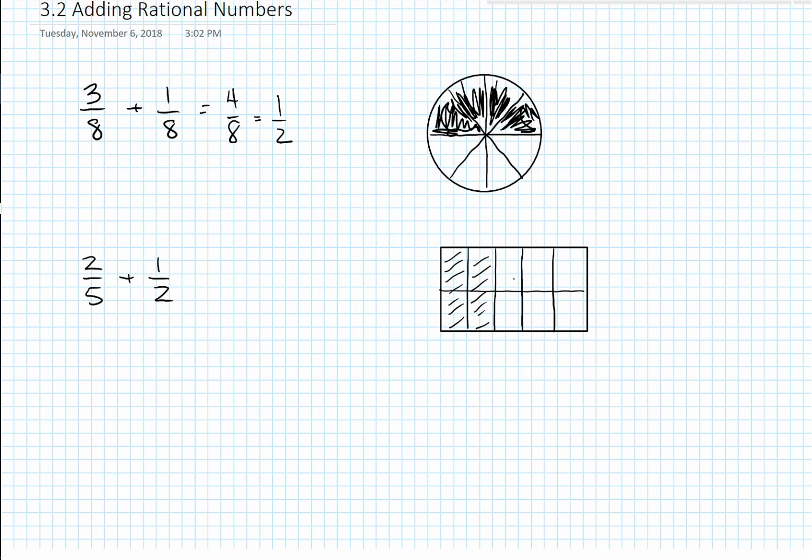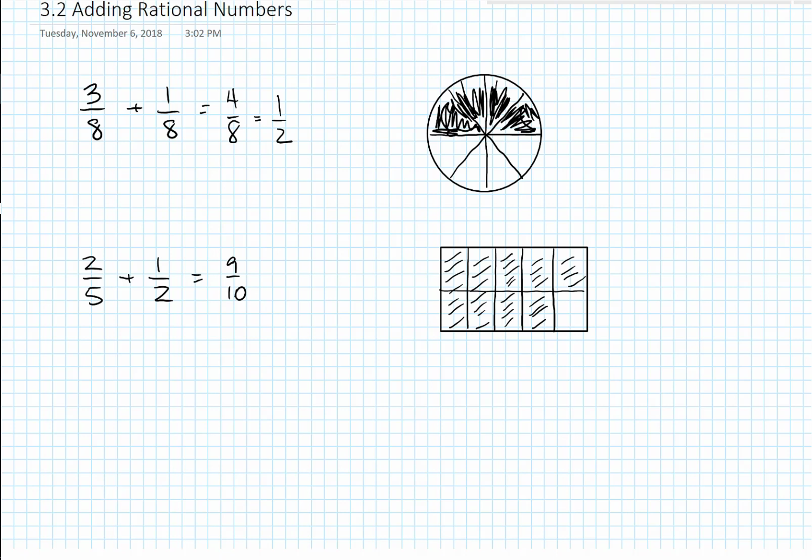2/5 has become 4/10, and half of those 10 pieces is obviously 5 pieces, so we need to shade in 5 more pieces. So there's 1, 2, 3, 4, 5 pieces shaded in. And so what do we end up with? You end up with 9 pieces, and each piece is a 1/10, so we end up with 9/10. But we're not going to want to draw a diagram every time. So how are we going to do this in a more straightforward way without having to resort to diagrams?